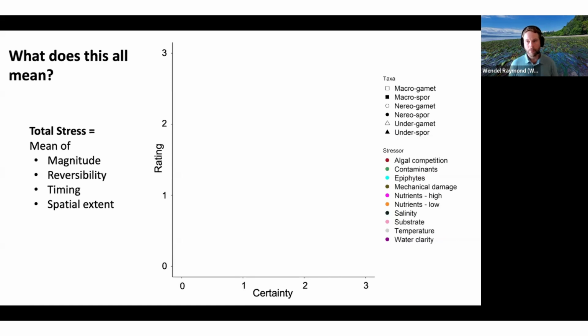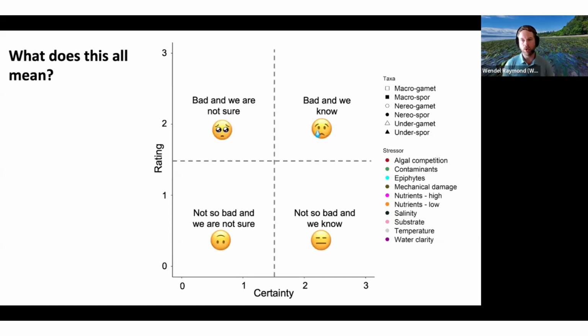So next slide. And so in this biplot mode, we can roughly divide it into 4 quadrants, where the upper right-hand corner, these are things that are bad and we know it. The upper left, these are things that are maybe bad, but we don't know a lot about. And then moving down to the lower left, these are things that are maybe not so bad, but we're also not so sure. And then finally, in the lower right, things that are not so bad, and we feel confident that they're not so bad. Okay, next slide.